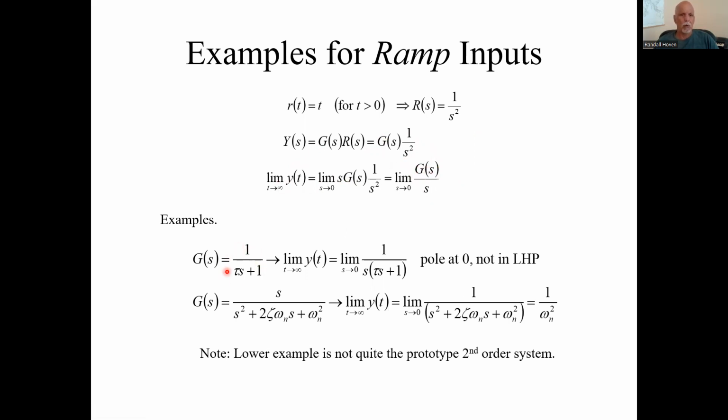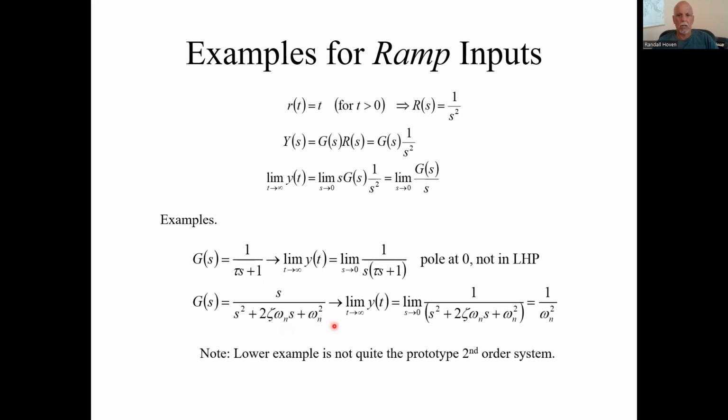So what about this first order prototype system? I put in a ramp. The limit of the output as time goes to infinity is this, E/s. So there's this extra s here. That's a pole at 0, the pole at the origin, which is on the imaginary axis. It's not strictly in the left half plane, so we can't apply the final value theorem here. In fact, the output will go off to infinity.